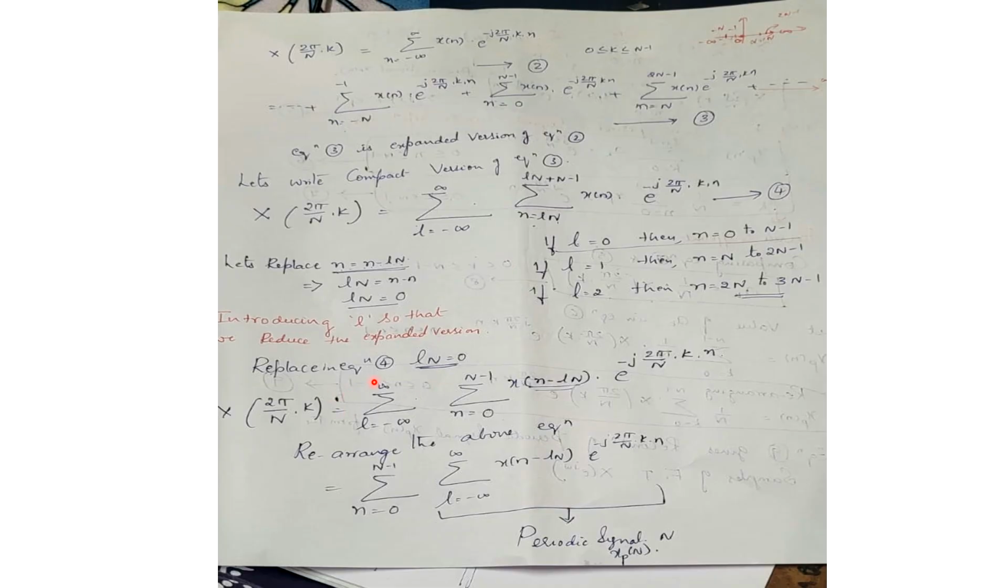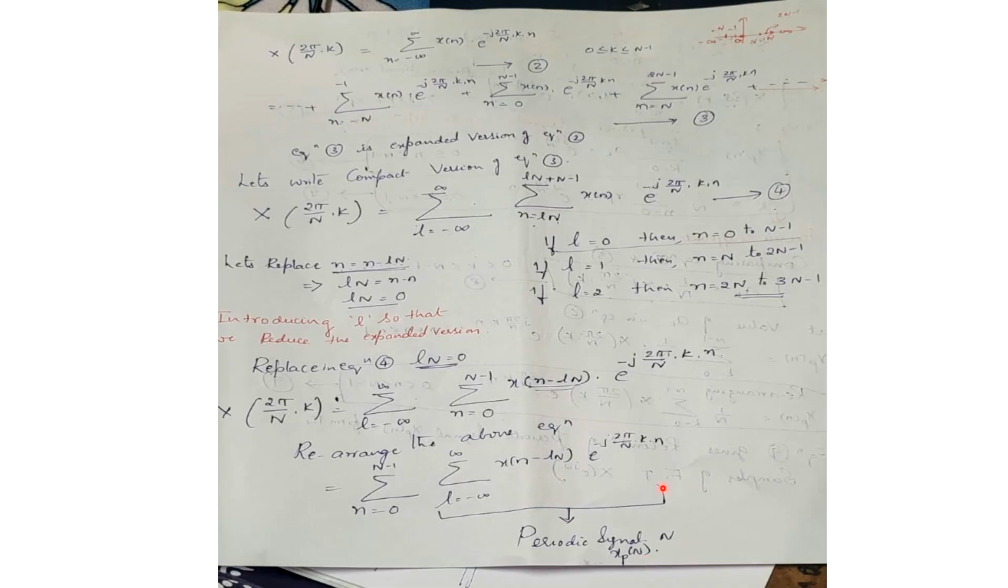So replacing in equation 4, lN is equal to 0. So here we know that lN is equal to 0. Then we get n is equal to 0 to N minus 1. So rearranging, now we got the same limits: L is equal to minus infinity to infinity and n is equal to 0 to N minus 1. So here, rearranging the above equation, we will get a summation. The rearrangement is such that we are putting L is equal to minus infinity to infinity this side, so that this term will be recognized as the periodic signal xp of n.